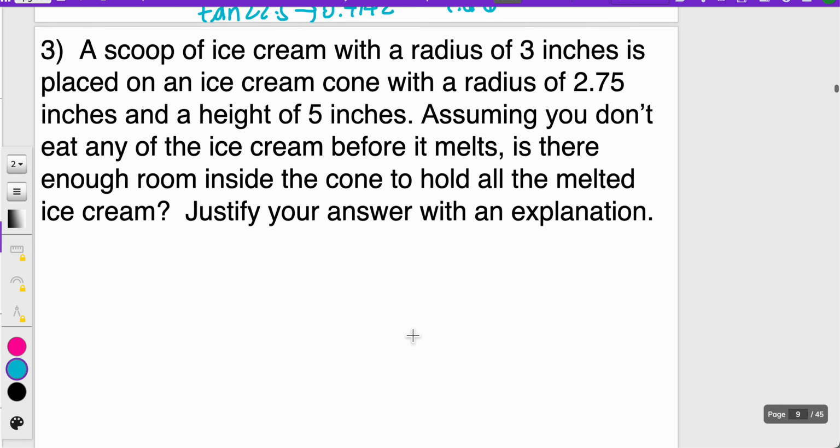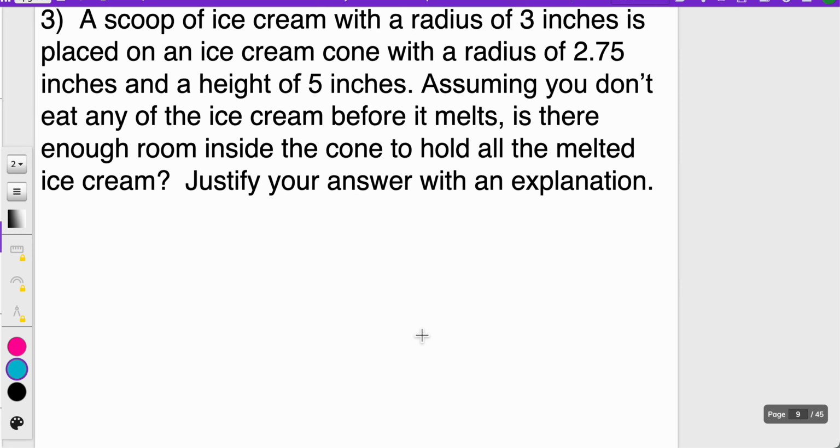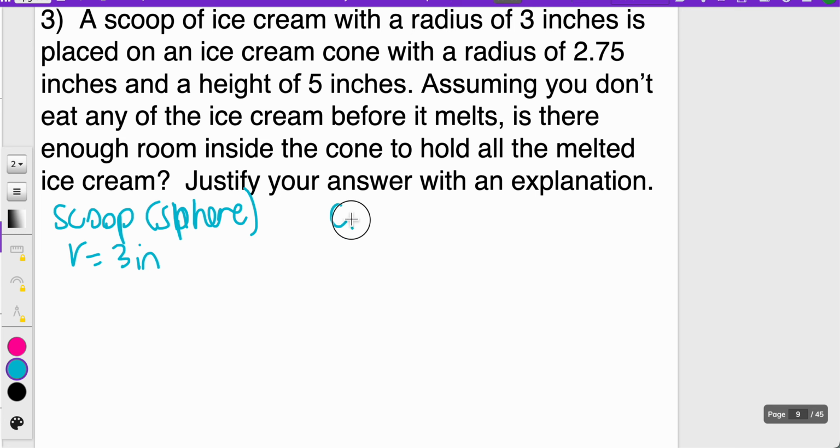Going on the back for number 3, a scoop of ice cream with a radius of 3 inches is placed on an ice cream cone. So scoop is a sphere, okay, and we have radius of 3 inches. The next one, the cone, has a radius of 2.75 inches and a height of 5 inches. Assuming you don't need any of the ice cream before it melts, is there enough room inside the cone to hold all the melted ice cream? Justify your answer. So we're going to find the volume of both.